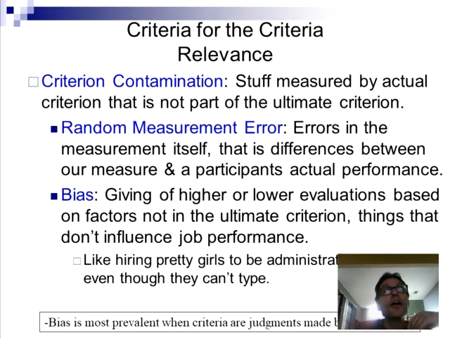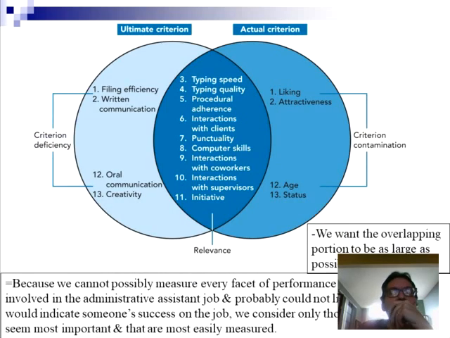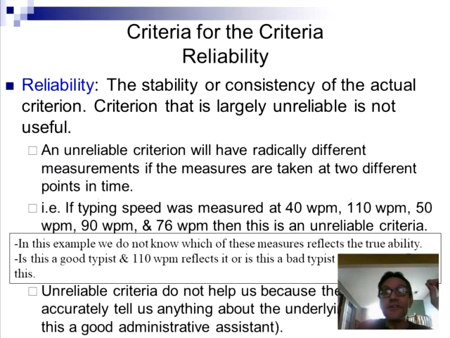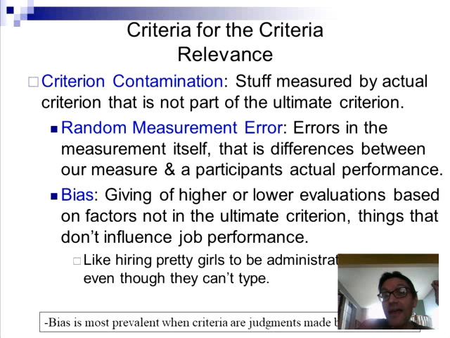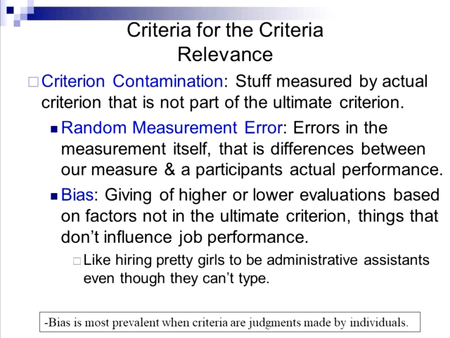Okay, criterion contamination, on the other hand, going back to this image, is those things on the far right. They're in your actual criterion, but they're not part of the ultimate criterion, like liking and attractiveness. And so what we find is that sometimes hiring decisions might be made like hiring a pretty administrative assistant, even though prettiness has nothing to do with success on the job.